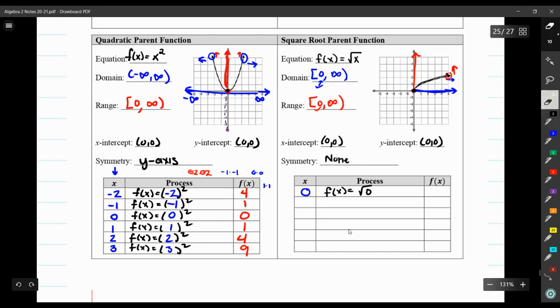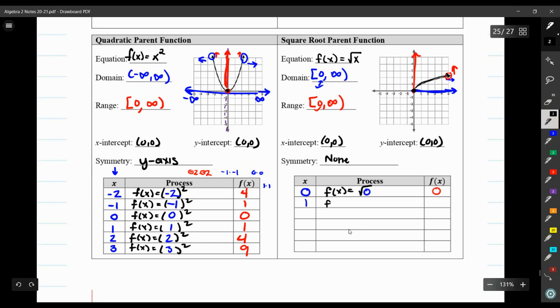So I need to figure out what times itself, because that's what a square root does. A square root asks what times itself will give me a 0. Well, 0 times 0 is what makes 0. Now, the next logical number is going to be a 1 for this one.